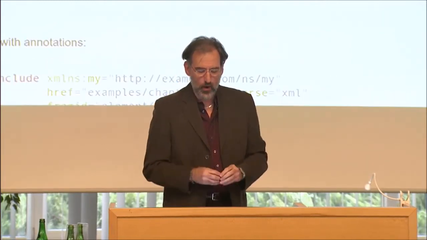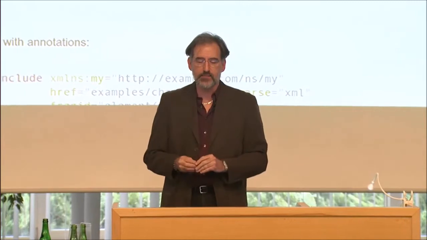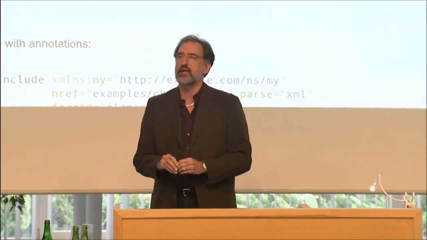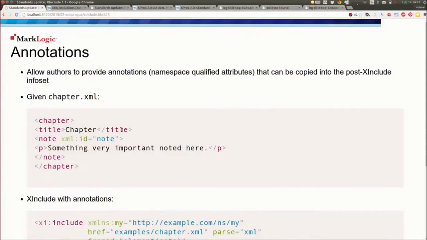And XInclude 1.1 addresses this problem by allowing you to put annotations, that is, attributes on the XInclude element, and those get copied onto elements that are XIncluded for you. This only works for elements, so it isn't a perfect solution. If you XInclude a bunch of PIs or comments or text nodes or something, then that's not going to have the annotations on it because you can only put attributes on elements. But for a very large percentage of cases, this will provide significant functionality.